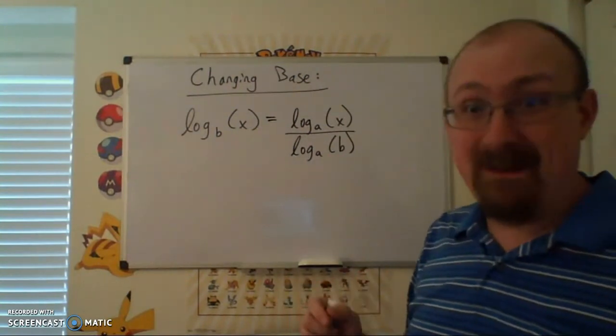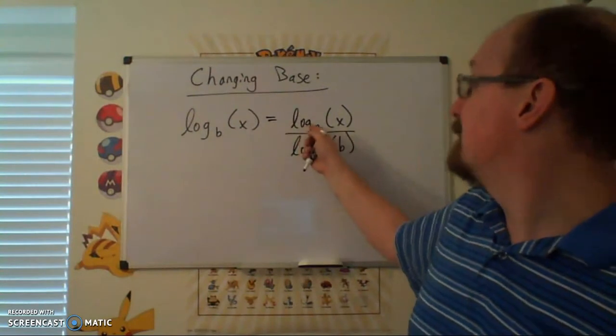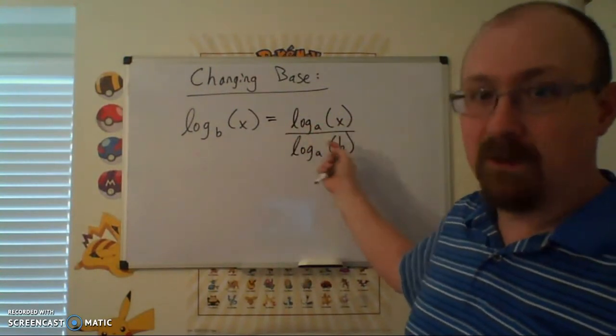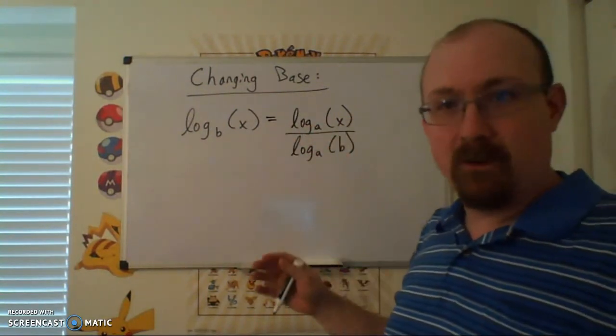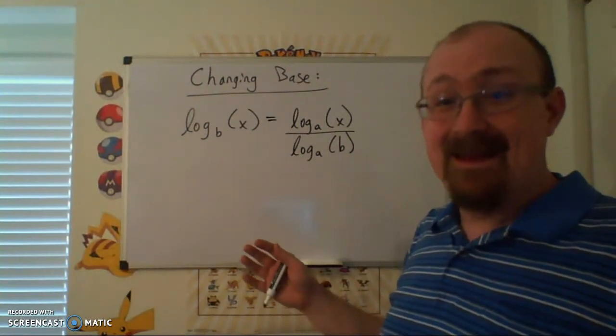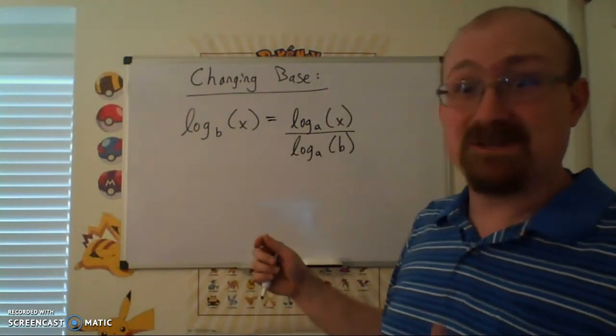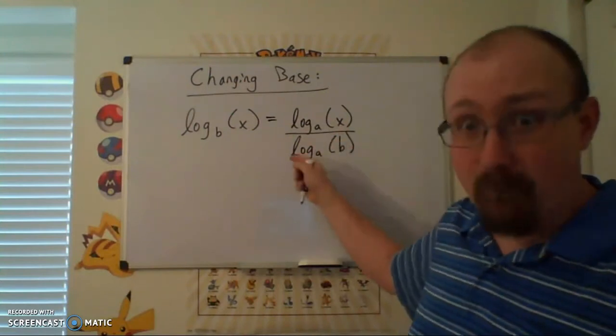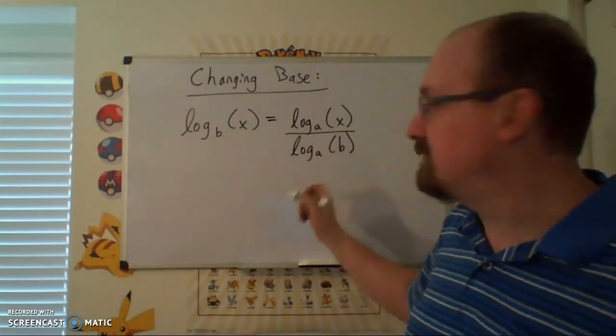If you're comfortable with the base 10 common log, you could do just log x over log b. If you're a math guy like me, and you prefer the natural logarithm, that works out just fine. You could do ln of x over ln of b, and again, it'll work out just fine.